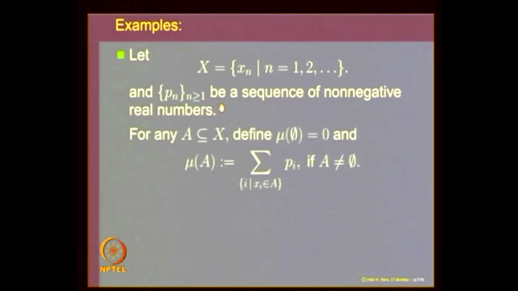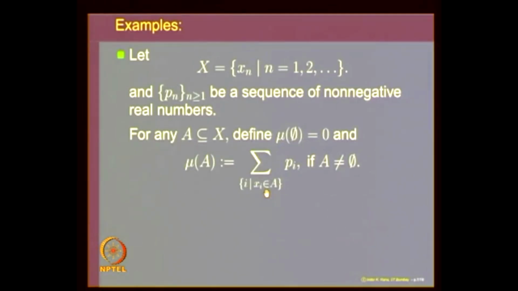Let us define, for any subset A contained in X, mu of the empty set to be equal to 0, and for a non-empty set A, let us define mu of A to be equal to the summation over those p_i such that x_i belongs to A. So A is a subset of X, so some of the x_i will belong to A. Look at those indices i such that x_i belongs to A, pick up those p_i from the given sequence p_n and add them up, and that is called mu of A. So mu of A is defined as the summation over those p_i such that x_i belongs to A.